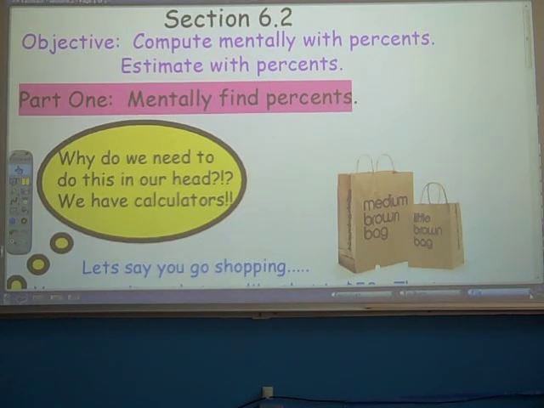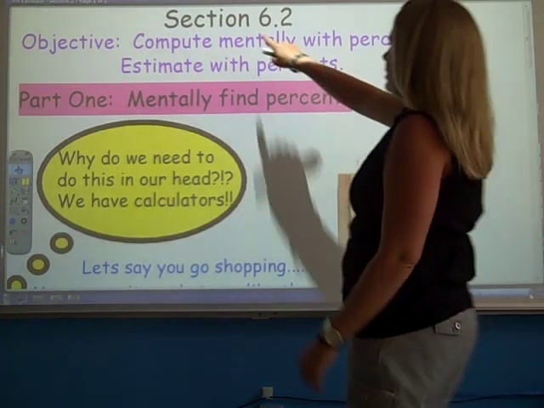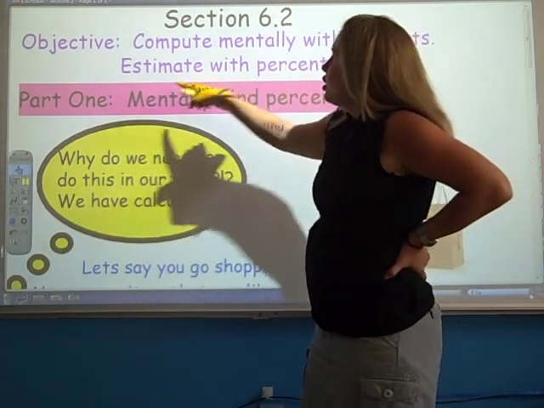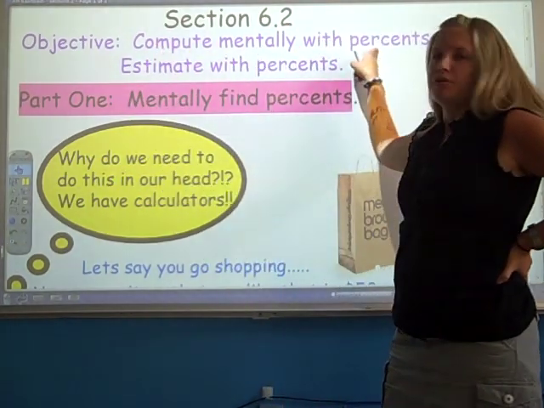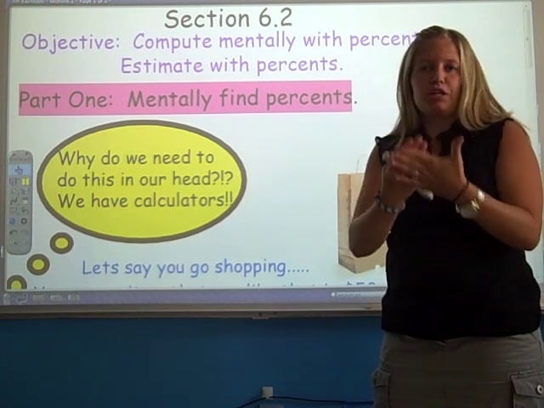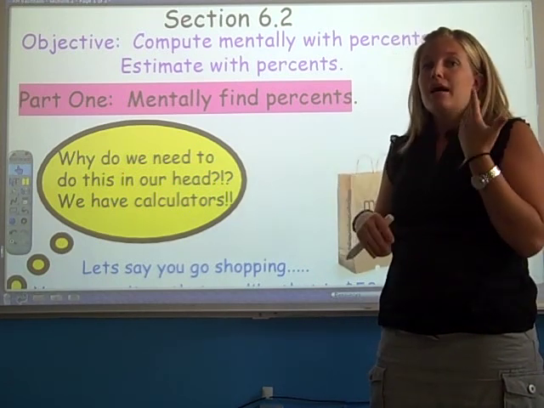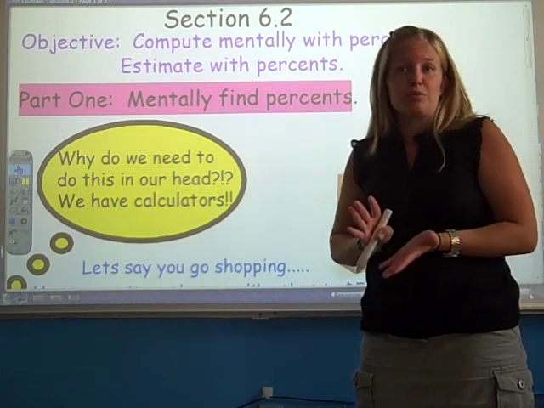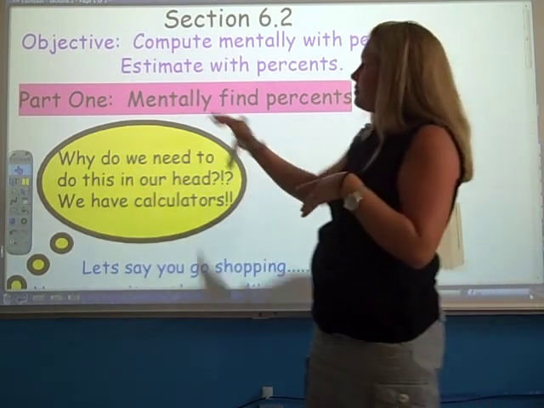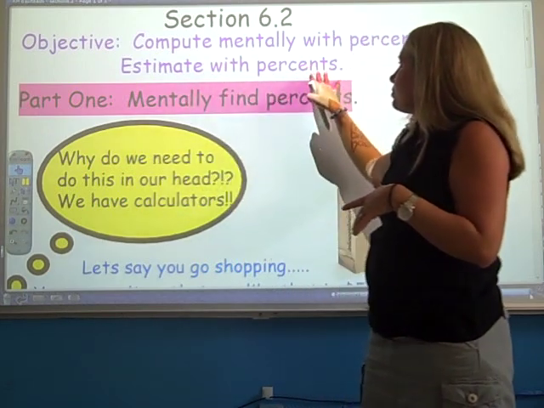Okay, hi everybody. Today we're going to work on section 6.2 in our textbook, which is computing mentally with percents. So you should be able to look at a problem and use your brain to do the problem without having to write down anything. But you are going to have to write down what you were thinking in your brain so I know what you're doing. And we're going to be estimating with percents.